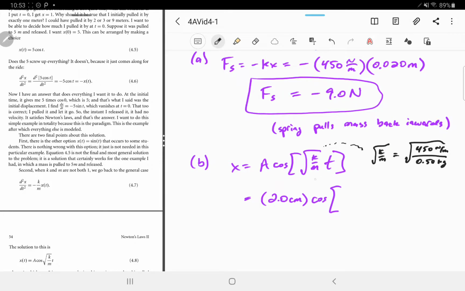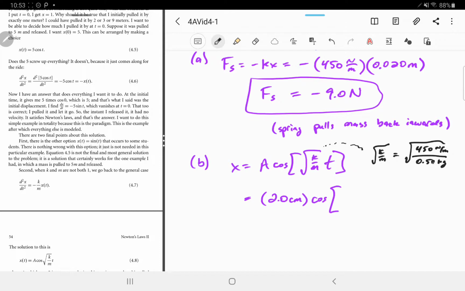Now how do I know that? Well, just from dimensional analysis. Look at the square root of k over m times t. Anything inside a cosine has to be dimensionless. So these two things have to multiply to give no dimensions, or no units, which means if we have seconds right here, this has to be 1 over seconds.